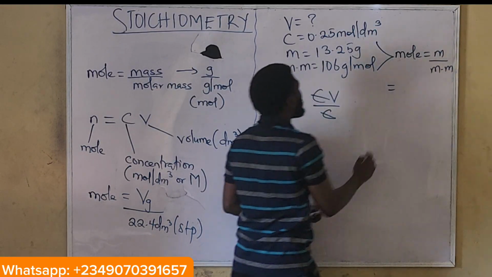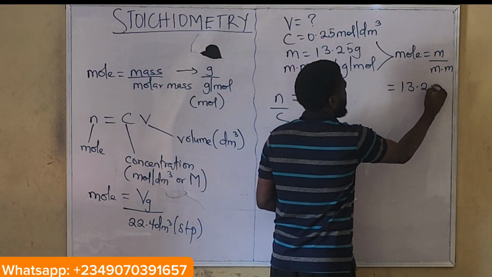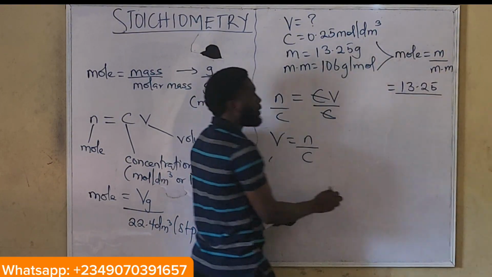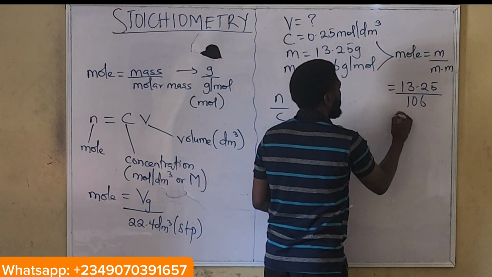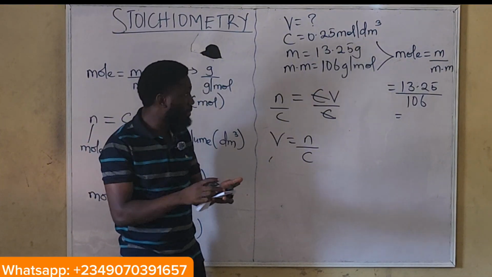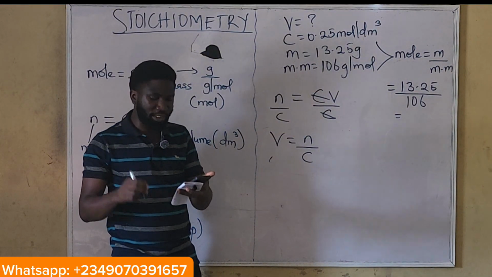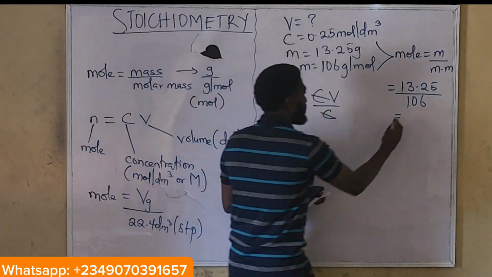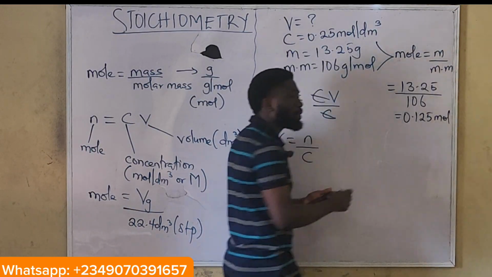So what is the mass? The mass there is 13.25, divided by, what about the molar mass? That is 106. So let's get the mole. That's 13.25 divided by 106. We have it to be 0.125. 0.125 mole. So we've gotten the mole.